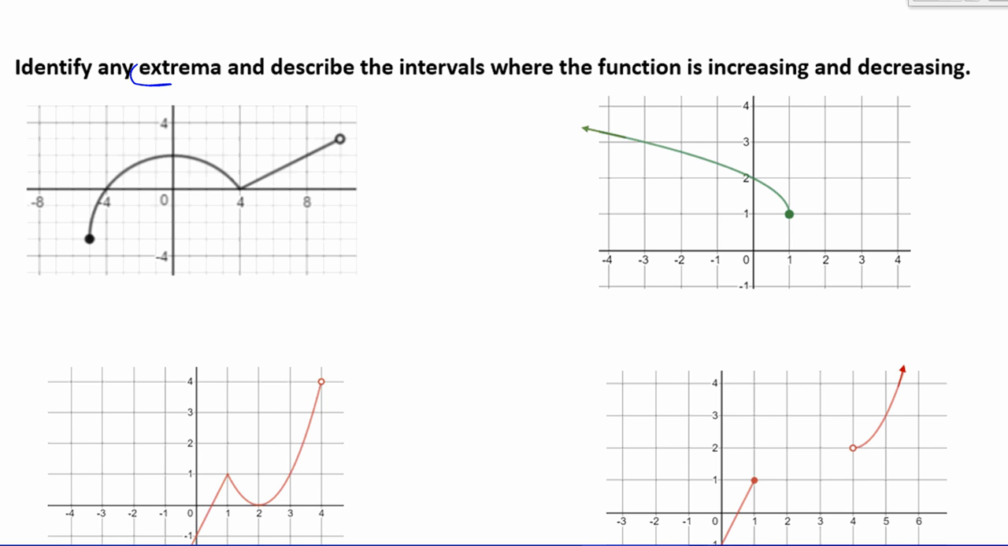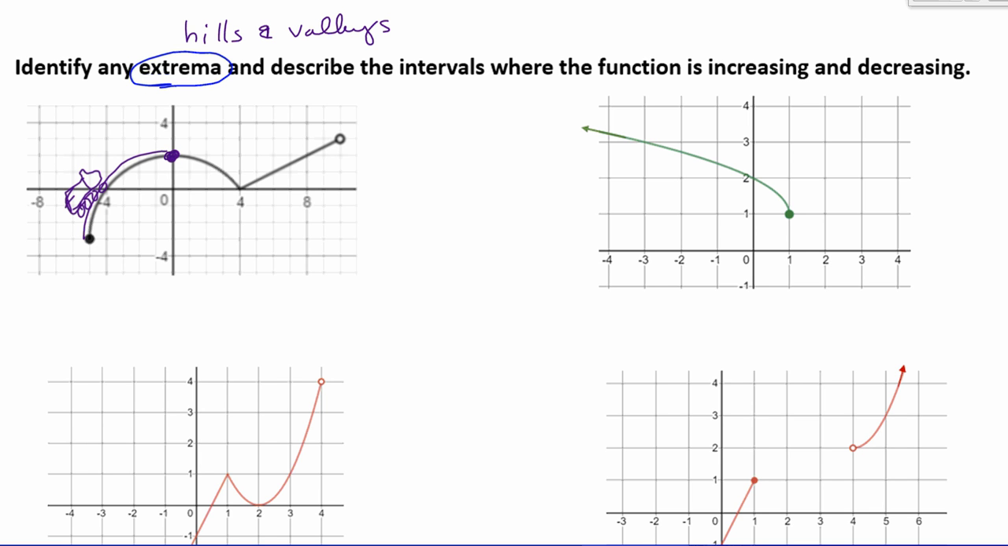Okay, extrema. Remember now, try not to think of it as maximums and minimums. Think of it as anywhere the direction changes. Think of a roller coaster. He's going uphill from left to right, and then all of a sudden he hits the top of that hill. So think of them as hills and valleys.